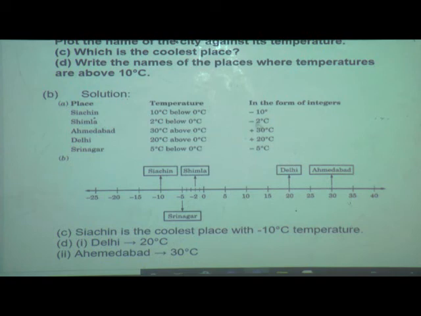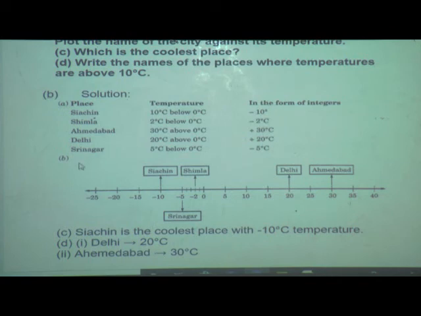Shimla, it is minus 2 degrees centigrade. Ahmedabad, it is 30 degrees centigrade above, it means plus 30 degrees centigrade. Then Delhi, it is 20 centigrade above, it means plus 20 degrees centigrade. And Srinagar, it has 5 degrees centigrade below, means minus 5 degrees centigrade. So these are the temperatures in the form of integers for the given places.